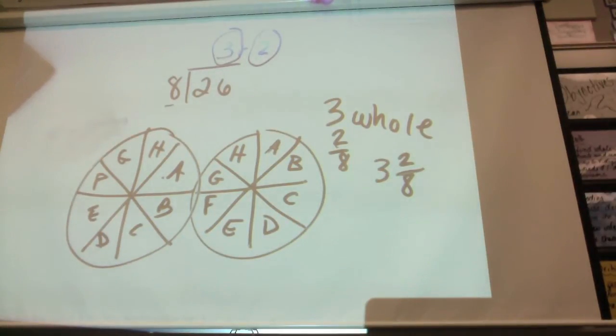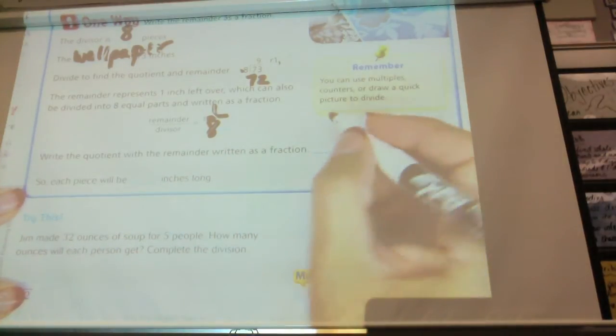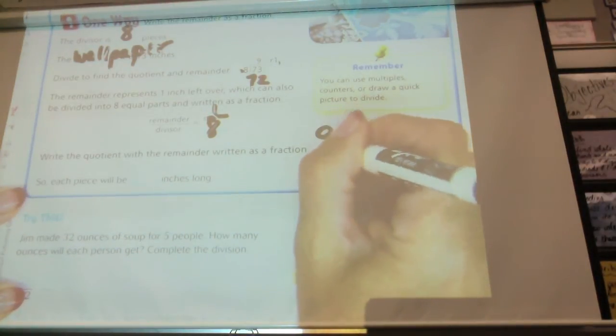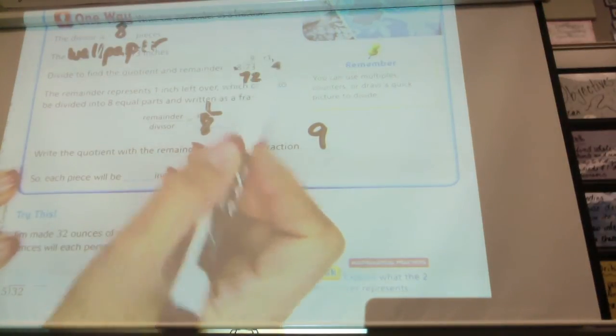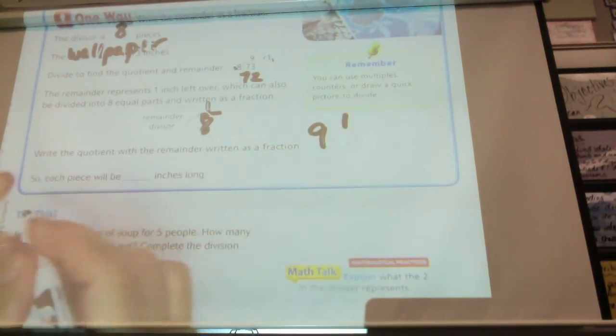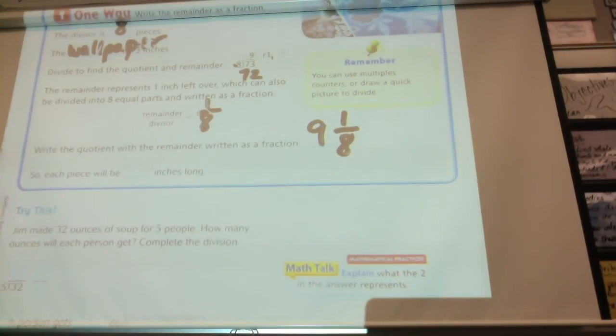All right, now I'm going to make it even more difficult for you. It's the same thing, only we're working with inches instead of pieces of pizza. Write the quotient with the remainder as a fraction. The quotient was 9, right up here. The remainder is 1, and the divisor was 8. 9 1/8 of an inch.